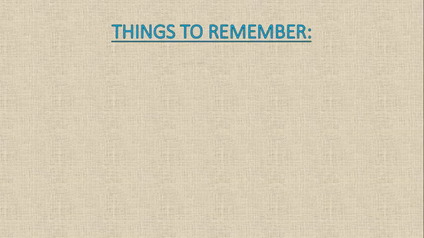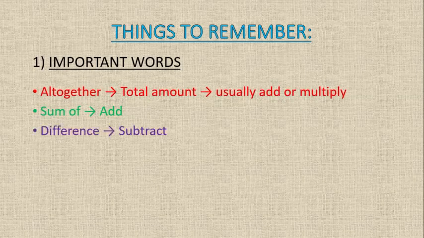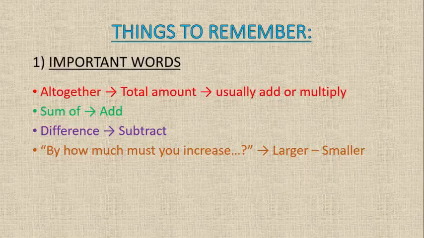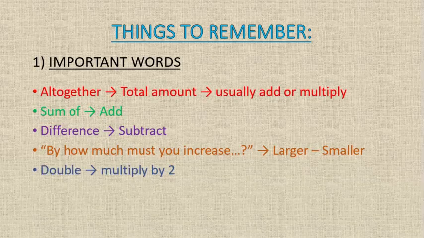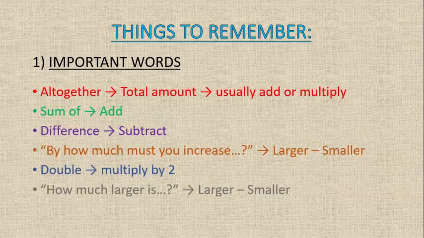Let's begin with things to remember. Firstly, important words. Altogether means total amount, and we usually add or multiply. Sum of means to add. Difference means subtract. If a question says, by how much must you increase, it means you take the larger value and you subtract the smaller value. Double means to multiply by 2, and if a question says, how much larger is, then you take your larger value minus your smaller value.